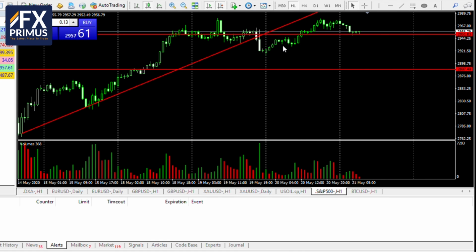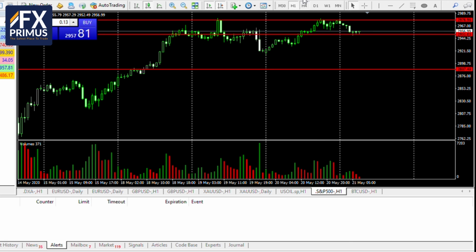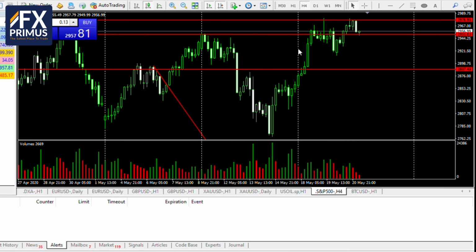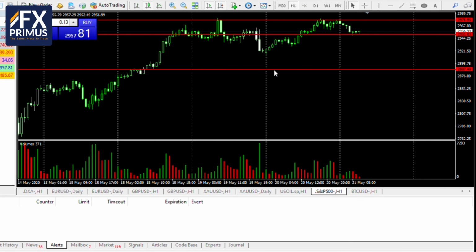S&P 500 has gone a bit quiet, but now we see that there's a resistance over there. Again we need to analyze and see what happens, but the sentiment for equities and also for the S&P 500 has largely improved. So the sentiment or the tendency is still for it to go higher.